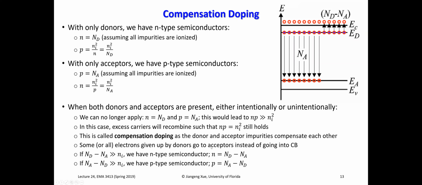So this compensation doping will occur just because we are going to have both types of impurities unintentionally all the time, but sometimes you also do intentional doping incorporating both types of impurities. So this is the end of the lecture 24 review.